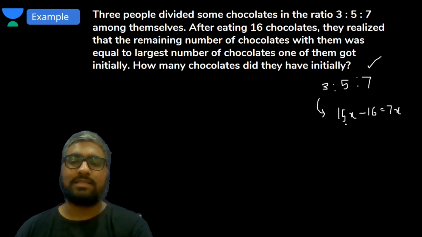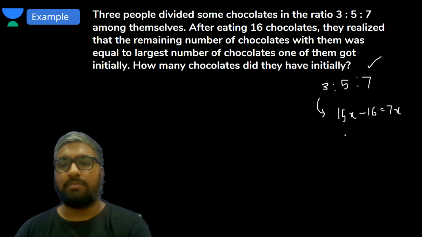Calculate the value of x and substitute here to get the total number, right? So what would you get? You would get 8x to be 16, or in other words, x would be 2. Yes, if x is 2, that's not what the answer is.